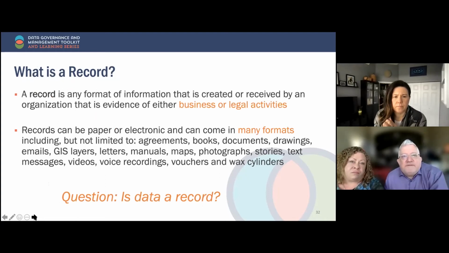A record is information that is evidence of business or legal activities, and a record can be in any format. Formats vary. We've given you a common list of record formats, from agreements through to books, documents, letters, manuals, maps, videos, vouchers, down to wax cylinders.